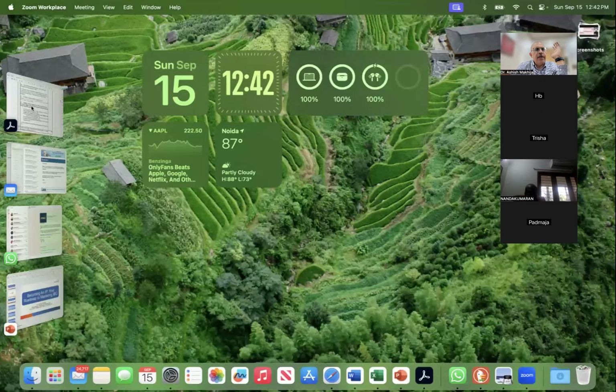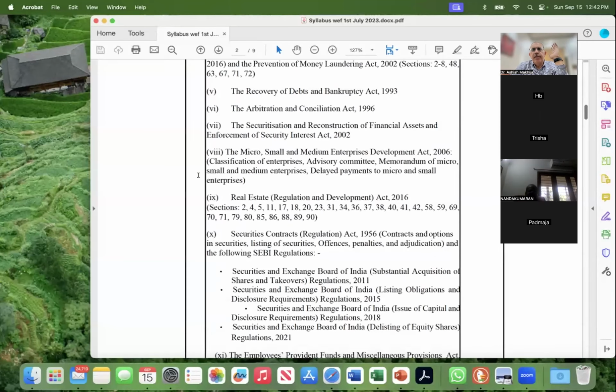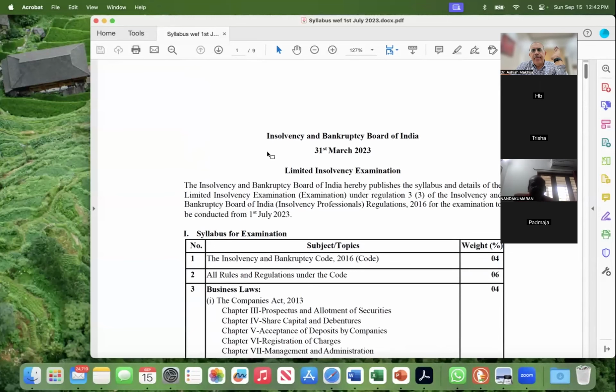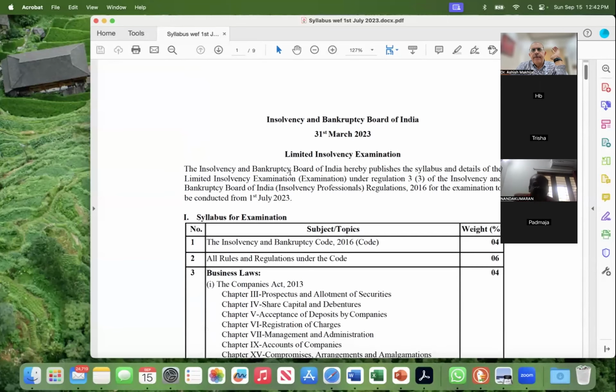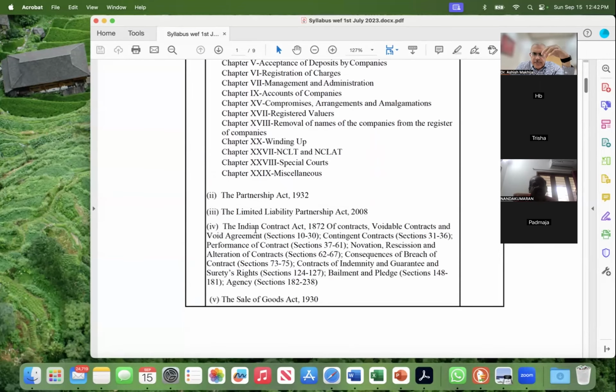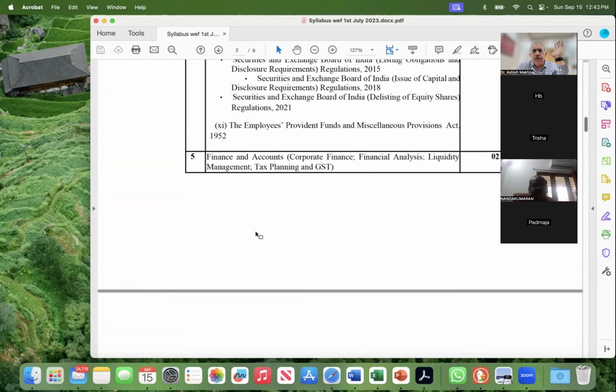Give me some time. I'll show you the syllabus. This is the syllabus given by IBBI. Can you see it on the screen, sir? Okay. So Insolvency and Bankruptcy. What does it say? 31st March 2023, right? That's the date of the notification. Now look at this. It says the exam is to be conducted from 1st July. It doesn't say syllabus. Now I'll show you. It is written in their syllabus, sir. I'm not saying it.